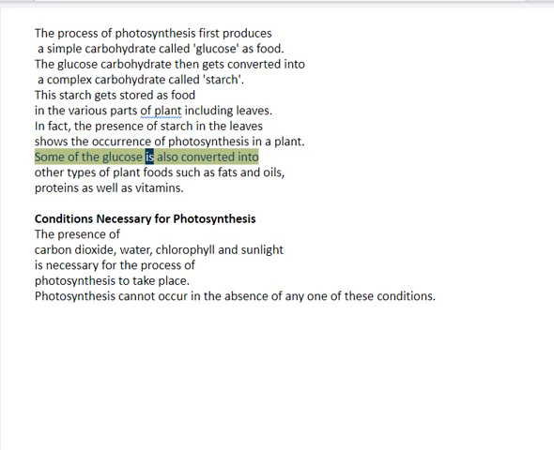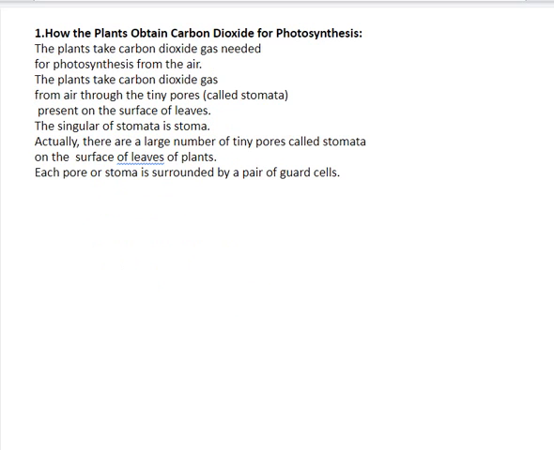Some of the glucose is also converted into other types of plant foods such as fats and oils, proteins as well as vitamins. Conditions necessary for photosynthesis: the presence of carbon dioxide, water, chlorophyll and sunlight is necessary for the process of photosynthesis to take place. Photosynthesis cannot occur in the absence of any one of these conditions.